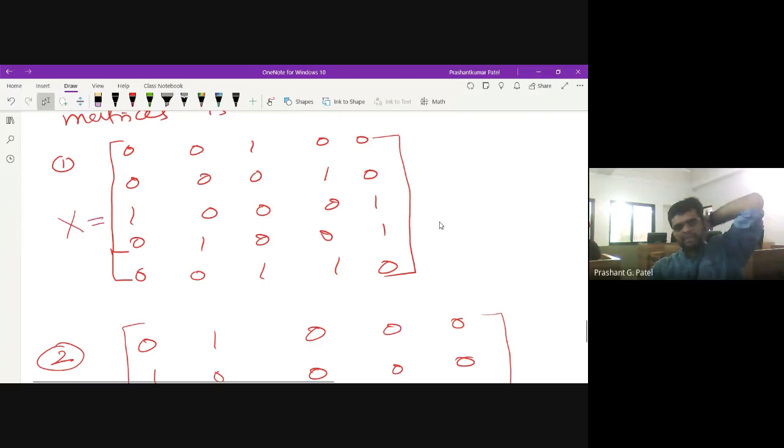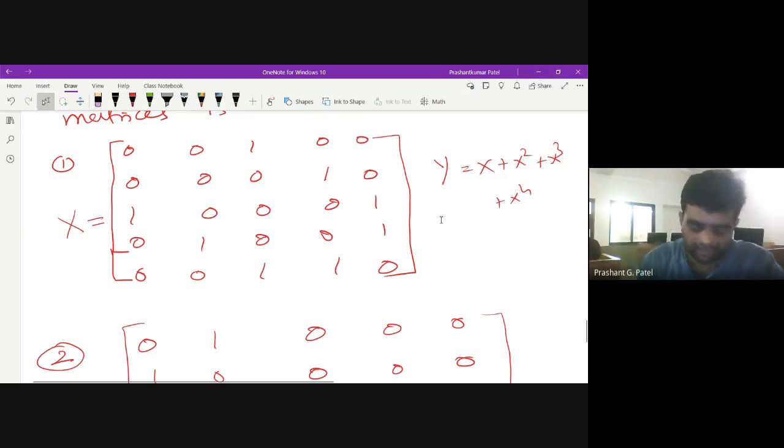If this is x, you have to calculate y. In this, it is x plus x square plus x cube plus x raised to 4, because there are 5 vertices. So you have to reach up to x raised to 4, and in this y you have to check whether a non-zero entry is there or not. If any of the entries is 0, then you cannot tell whether the given matrix or given graph is connected or not. So this is about the adjacency matrix.